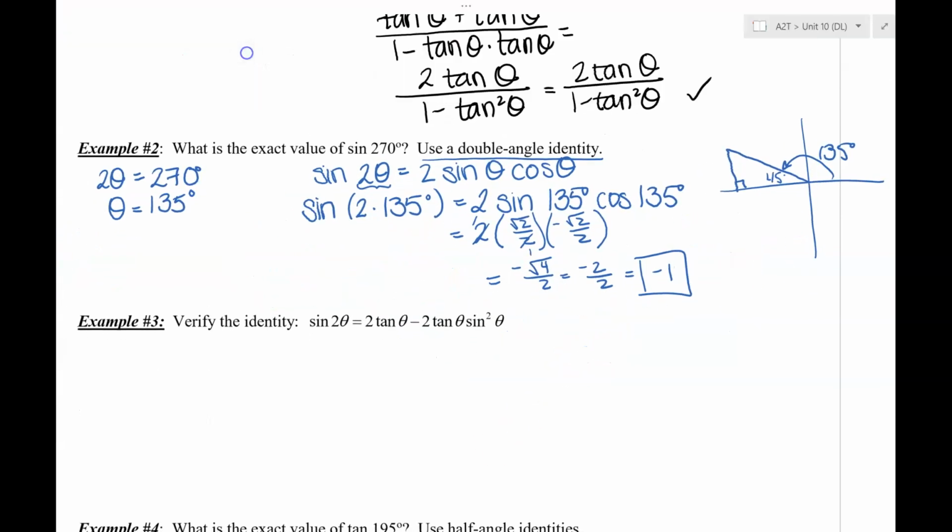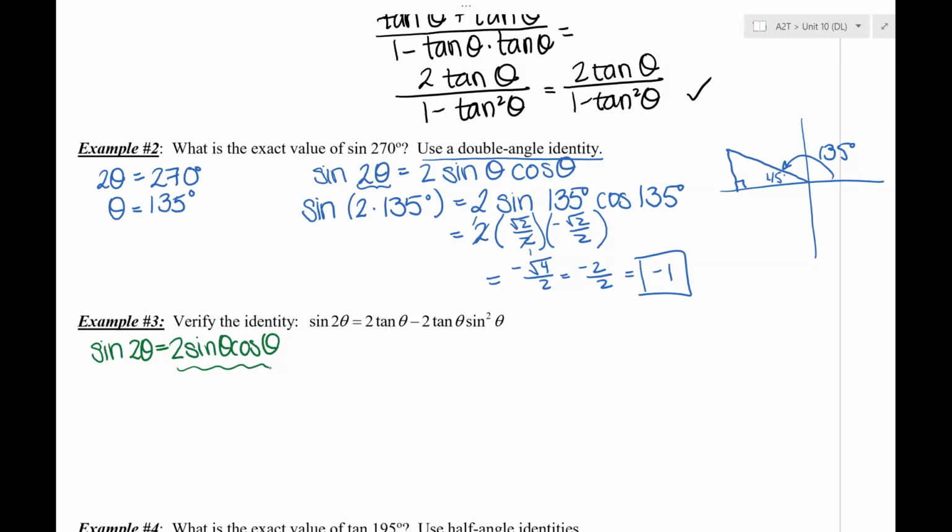I'm going to switch colors again. Use or verify the following identity. Sine of 2 theta is equal to 2 tan theta minus 2 tan theta sine squared theta. A lot going on here. Okay, things to keep in mind. Sine of 2 theta is equal to 2 sine theta cosine theta. So ultimately, this is what we're trying to achieve.